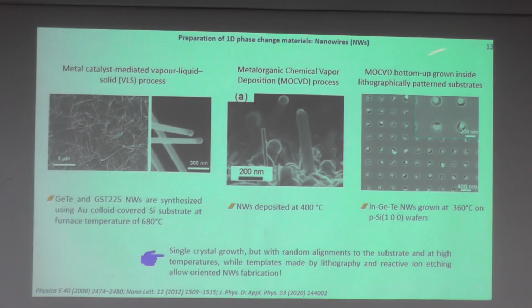And also you can use the MOCVD bottom-up approach to grow the nanowires inside of such holes here. So here you get much more oriented nanowires, if you think about the integration of such nanowires, and they will even grow on the p-doped silicon 1100 wafer at 360 degrees C, and it was germanium telluride nanowires. So you see different methods can produce nanowires of phase change materials.